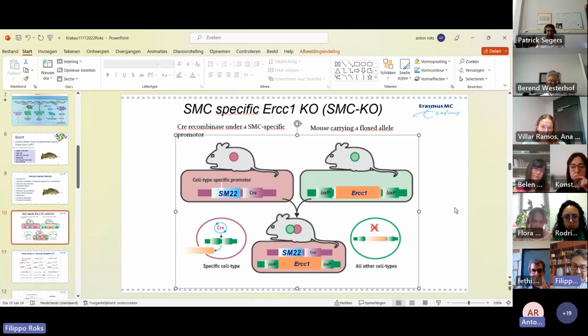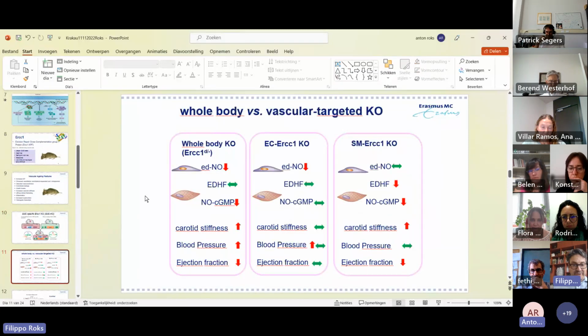If you compare these different models, you can see, when you look at features in the endothelial cell-specific aging model and the smooth muscle aging model, and you add them up, you come to the same phenotype as the whole body knockout. So basically there are features of endothelial cell aging and smooth muscle aging that add up. And apparently you can induce everything locally. All these aging features you can induce locally by a local DNA repair defect in the vascular wall. So it's something that can actually take place entirely locally.